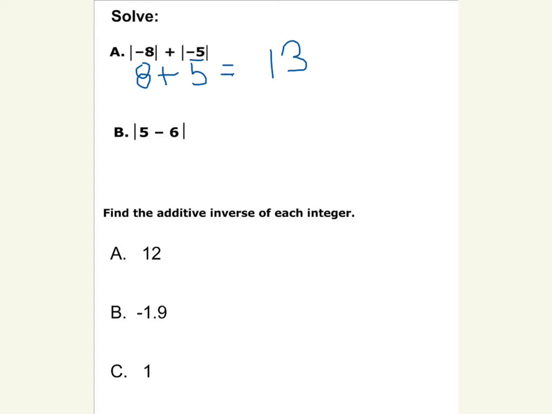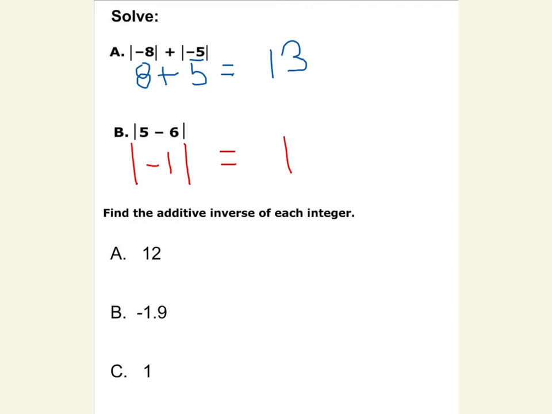Let's take a look at letter B. Letter B is a little bit different because we have 5 minus 6 inside our absolute value symbol. We have to do the 5 minus 6 first. If we take 6 away from 5, we end up with negative 1. Now, that is still inside those absolute value signs because we haven't done anything yet. We have to do all of our operations inside the absolute value symbols before we actually get the absolute value of that number. The absolute value of negative 1 is simply 1. It's that easy.